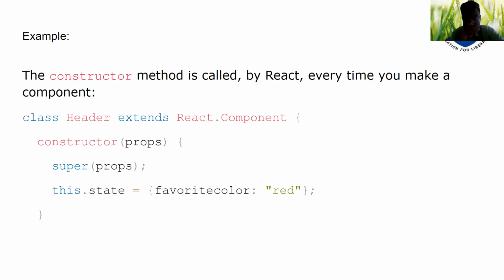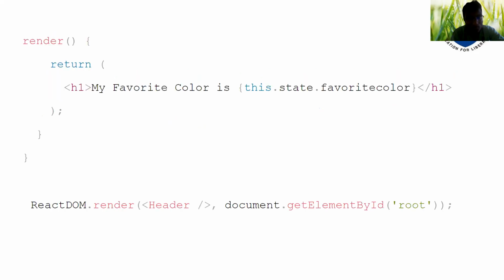Example: the constructor method is called by React every time you make a component. class Header extends React.Component, constructor(props), super(props), this.state. Render, return h1, my favorite color is something. ReactDOM.render, the element returns Header, document.getElementById root.